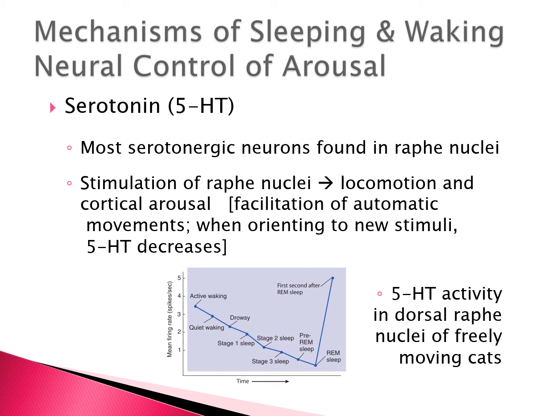Serotonin is another neurotransmitter that's very important for arousal, and it is produced by neurons found in the Raphe nuclei, as I said before. Stimulation of the Raphe nuclei leads to and is caused by locomotion, so movement, and we see in response to it cortical arousal.